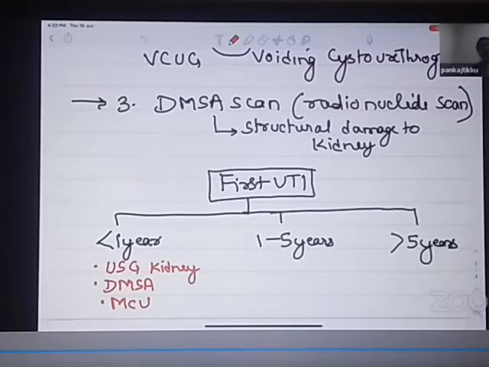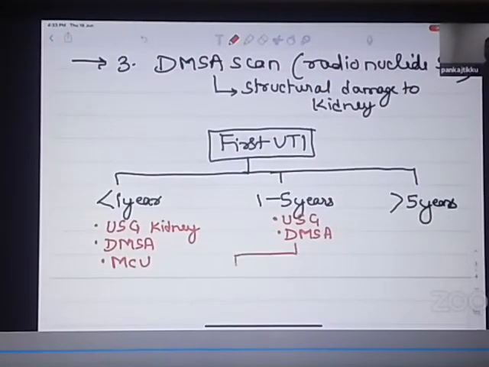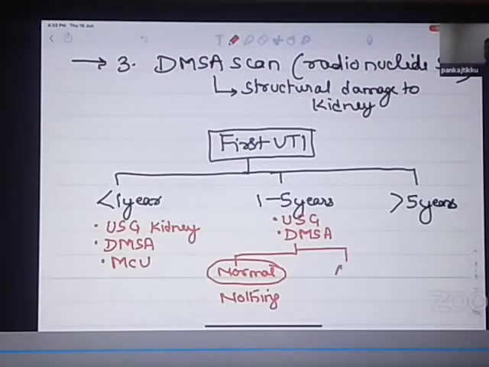Now, when a child is between 1 to 5 years of age, there is no need of doing all the three. So what you will do is, you will do an ultrasound and you will do a DMSA scan. Don't do an MCU initially. If an ultrasound or a DMSA scan are normal, there is no abnormality, then do not do anything. So nothing else needs to be done. But suppose these are abnormal, so there is some abnormality that is noted in these scans. In that case, then you perform a micturating cysto-ureterogram.